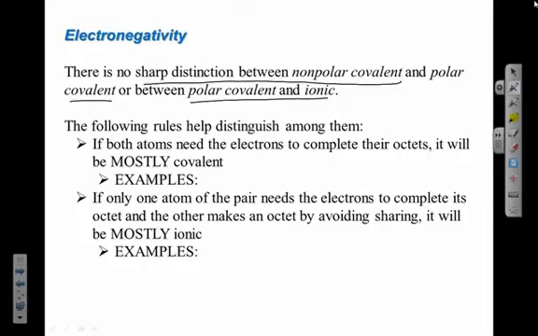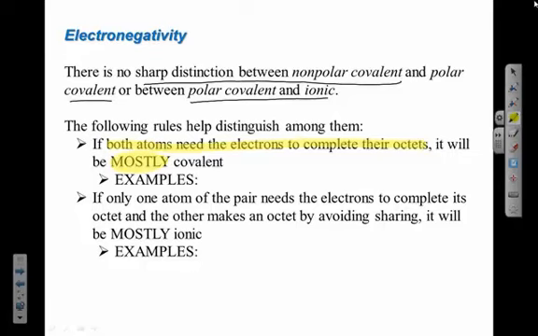What I would like you to remember instead of those cutoffs of 0.5 and 2.0 is that if both atoms need the electrons to complete their octets, the bond will be mostly covalent. It might be very polar, with a big electronegativity difference, and the electron density might almost exclusively be around one atom. But it will still be mostly covalent if both atoms need the electrons to complete their noble gas configuration, because both atoms will still have at least some of the electron density around them. It won't be completely ionic.